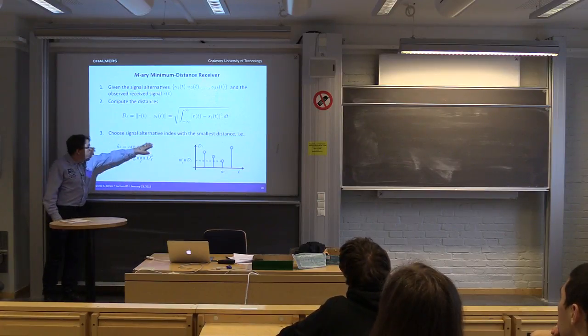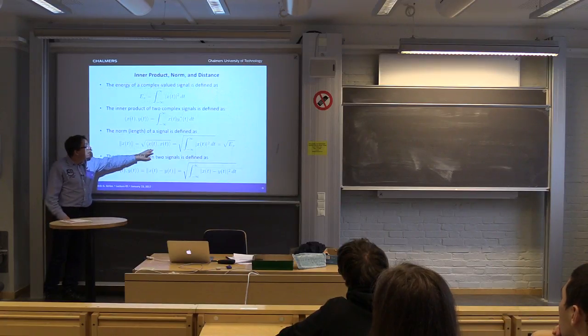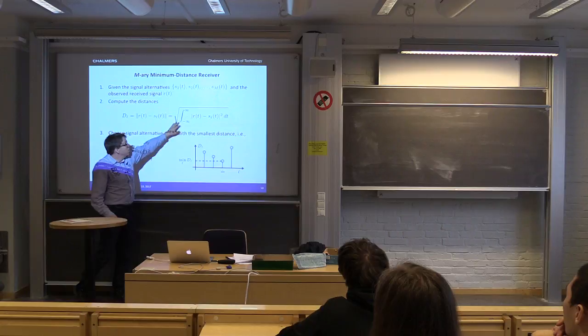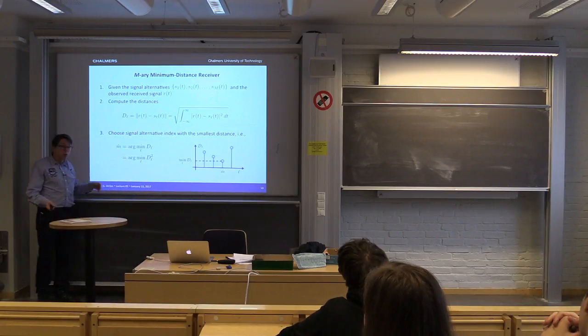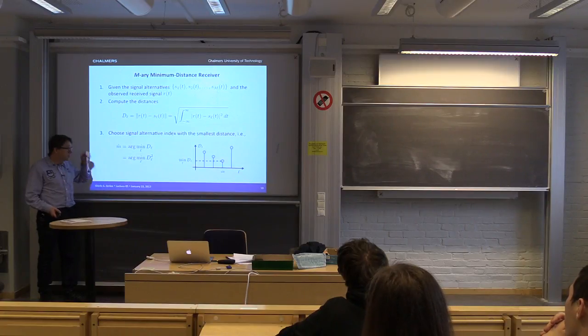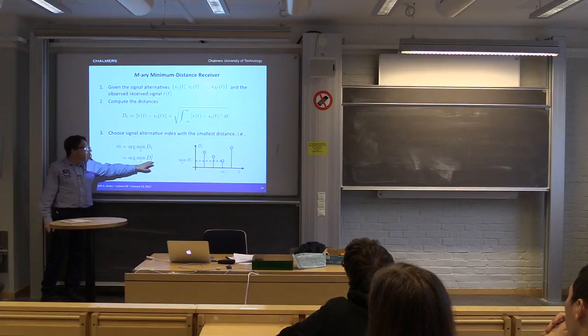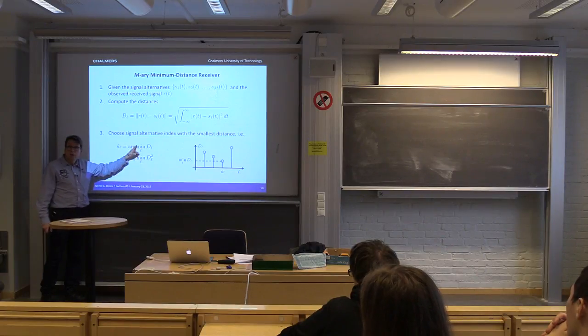So this is the definition of the minimum distance receiver. We select the signal alternative which is closest to the received signal. Instead of working with d_L, where we have the square root, we can avoid the square root by just squaring d_L, and we would get the same decision. We are not looking for the minimum distance or the minimum distance squared, but rather the L corresponding to the minimum distance, so there is an equality here.